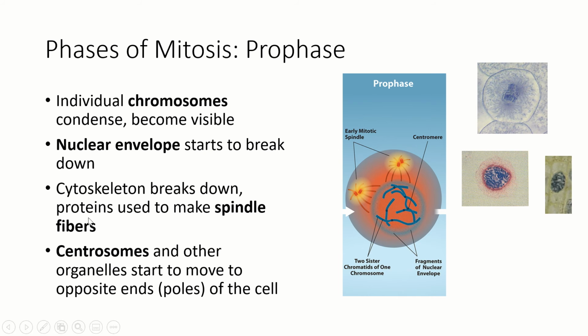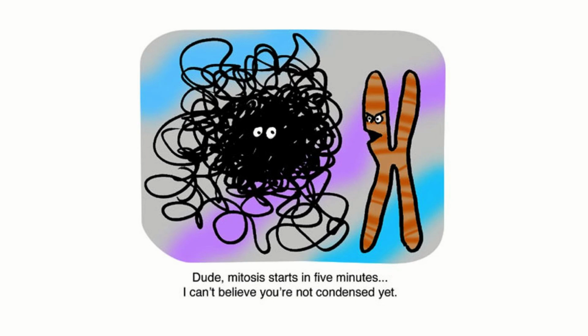The cytoskeleton actually starts to break down, and structures called centrosomes, remember those centrosomes out in the cytoplasm, they're going to use those proteins from the cytoskeleton to make different microtubules called the spindle fibers. The centrosomes during prophase are going to start to move to opposite sides of the cell. We call those the poles. Okay, just like Earth has a north and south pole, a cell also has two poles at either side.